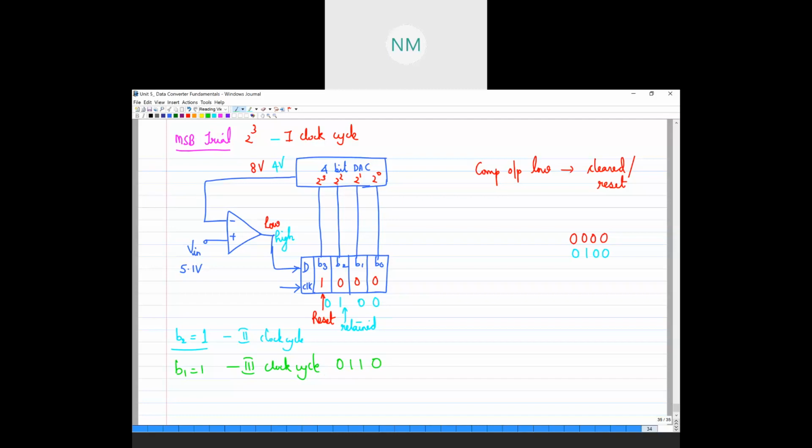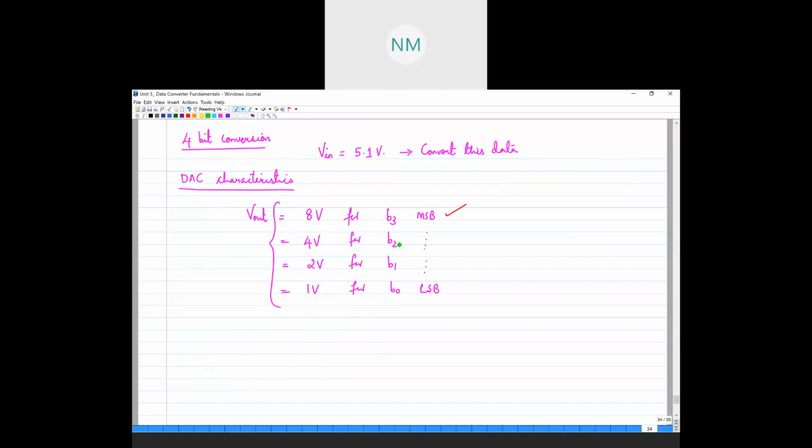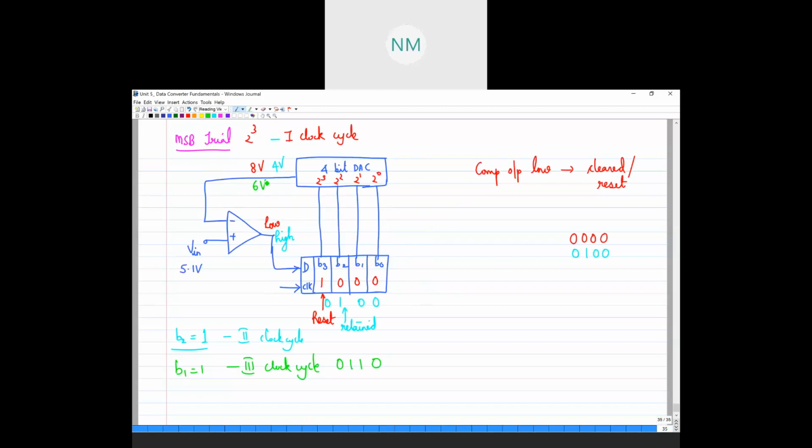Now for 0110, the DAC will produce some output. Since B2 and B1 both are 1, the output of the DAC is 4 plus 2, 6. So this will produce 6 volt. Now 6 volt is compared with 5.1, and the comparator output will be low. If your comparator output is low, this bit will be reset. So at the end of the third clock cycle, the data in the SAR register is 0100.